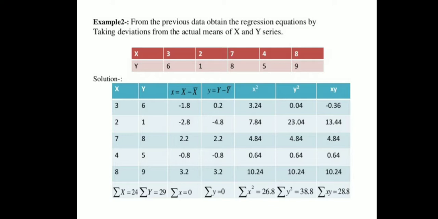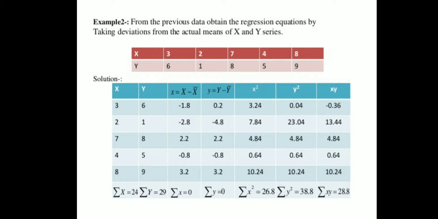Next, take the x squared. Here x means x i minus x bar, the whole square. So that is 1.8, the square is 3.24. So minus 2.8, the square is 7.84. Similarly, for the other values, calculate the values of x squared.